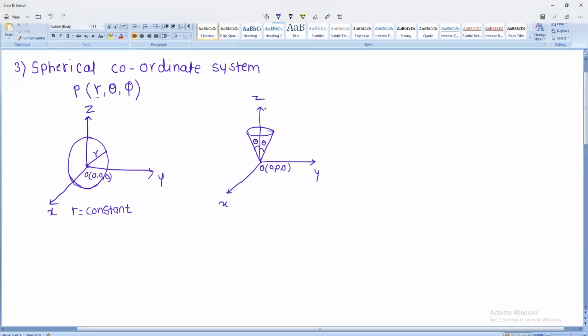So everyone got this point? This angle theta is along the positive z axis, to the right side and to the left side also. Everyone got this point? This theta? I think yes. And now the phi angle.